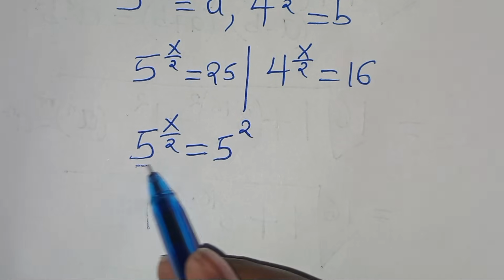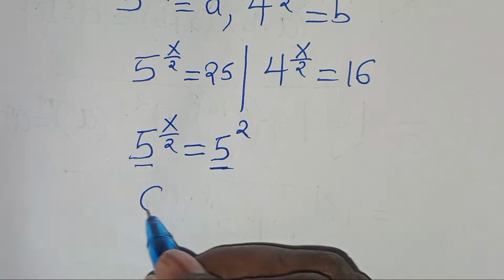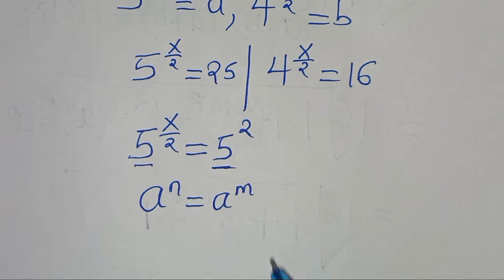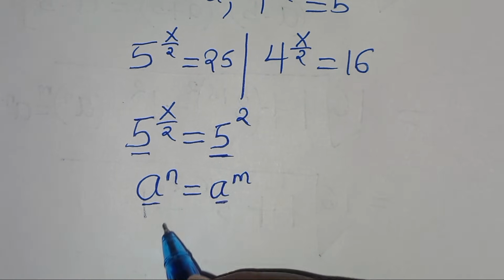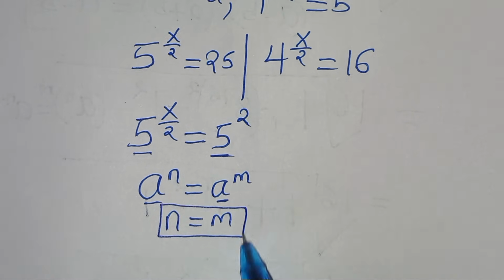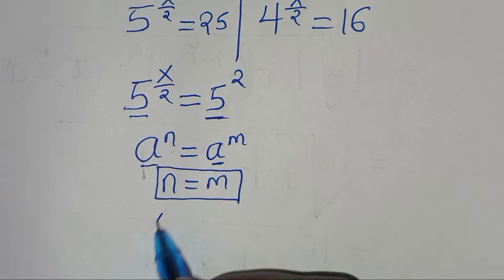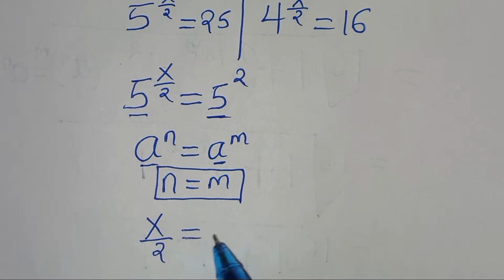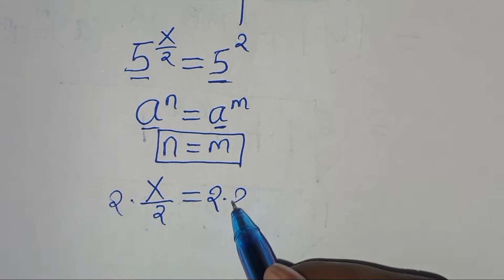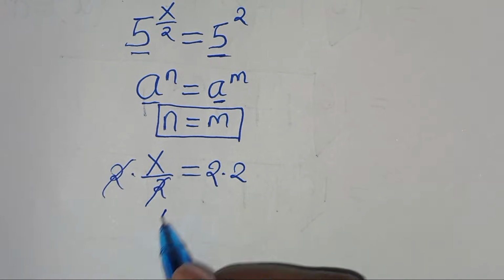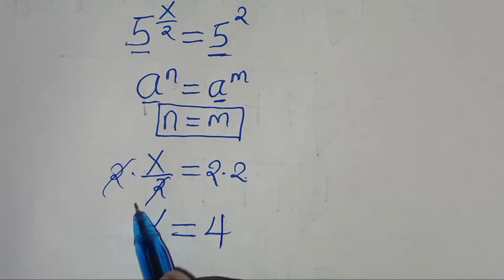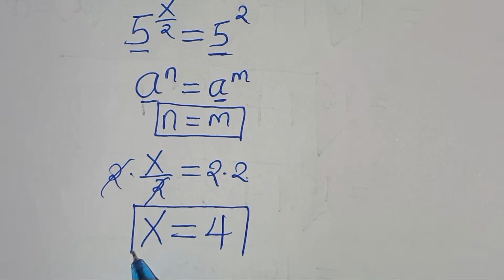Now we have that the bases are common here. That means that a to the power of n equal to a to the power of m, since the bases are common, then exponent n is equal to m. Now applying this property, we have that x over 2 is equal to 2. So let's multiply both sides by 2, so that now the value of x is equal to 2 times 2, which is equal to 4. We have the value of x equal to 4.